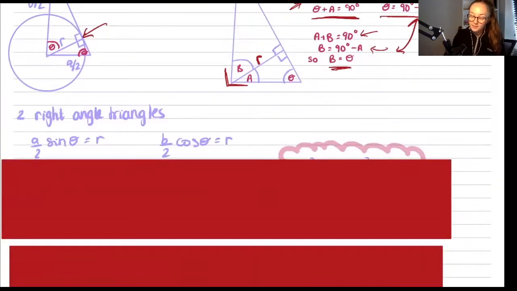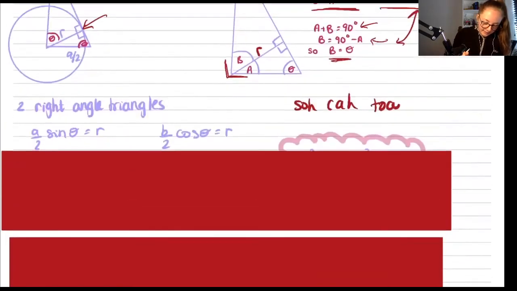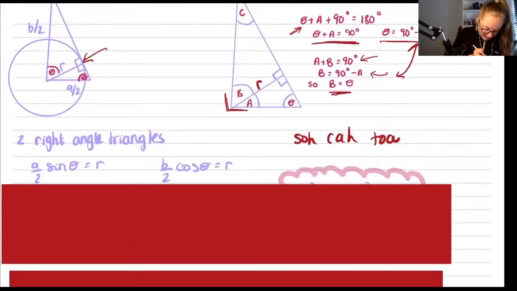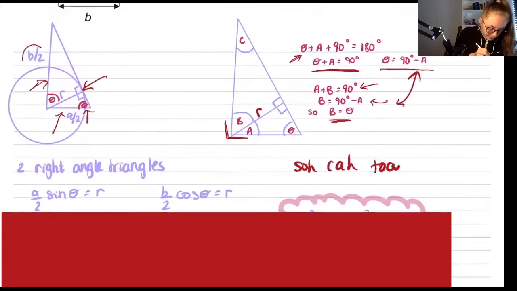We have 2 right angle triangles, so we can use our SOHCAHTOA to say that the hypotenuse, which is A over 2 for this triangle here, times sine theta, so that theta there, is equal to r. And then we can do the same thing for this larger triangle and say that b over 2, which is this length here, the hypotenuse, times cos theta, relating to this theta here, is equal to r.